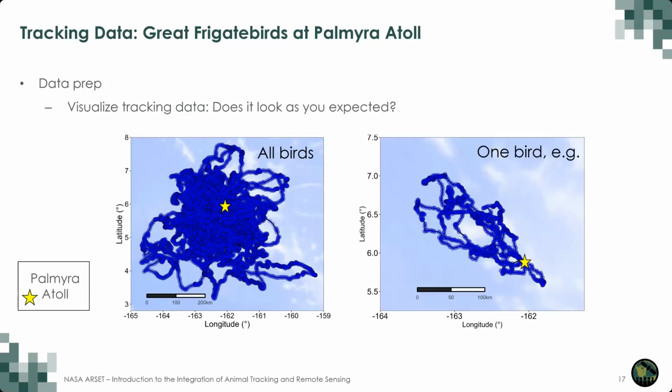And so then the next thing I'm going to do is plot it. And so these are what all the frigate bird data look like. You can see there's just this crazy massive points around the yellow star, which is Palmyra, and on the left there. But if you want to just look at one bird, for example, there are far fewer points for this particular bird, and you can see exactly where it went, which is pretty exciting.